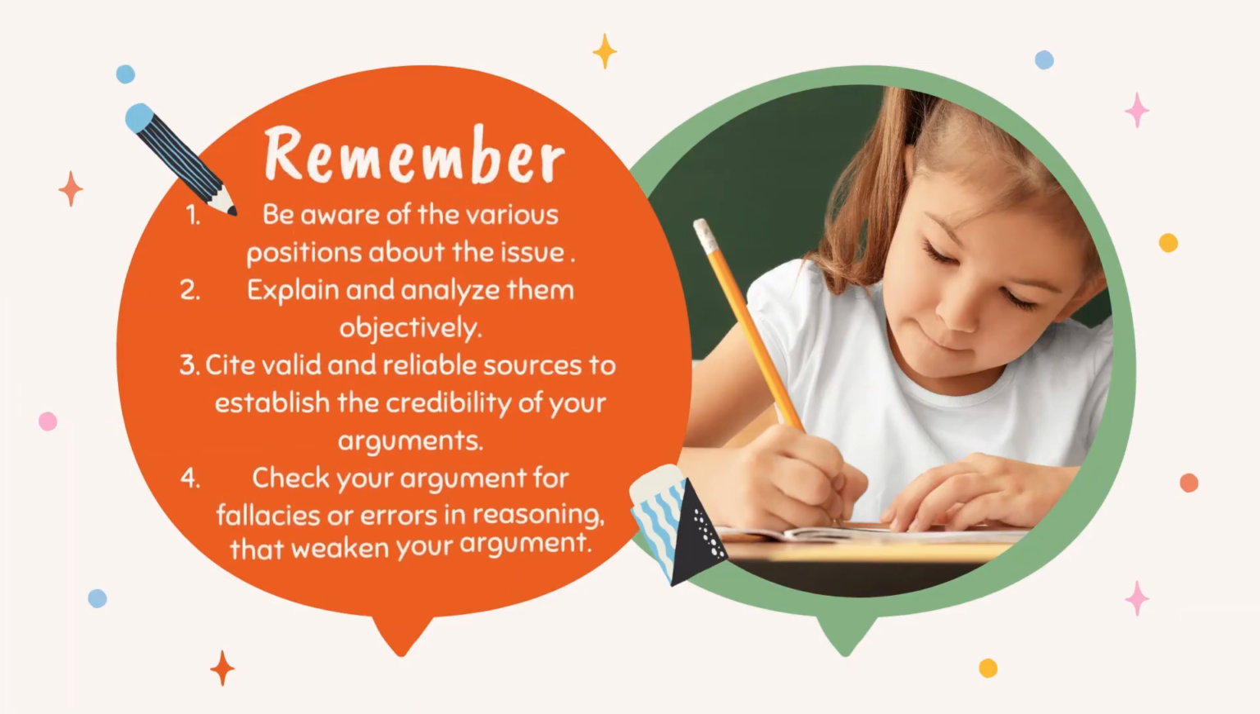When writing a position paper, you should always remember the following. 1. Be aware of the various positions about the issue. 2. Explain and analyze them objectively. 3. Cite valid and reliable sources to establish credibility of your arguments. And 4. Check your arguments for fallacies or errors in reasoning that weaken your argument.